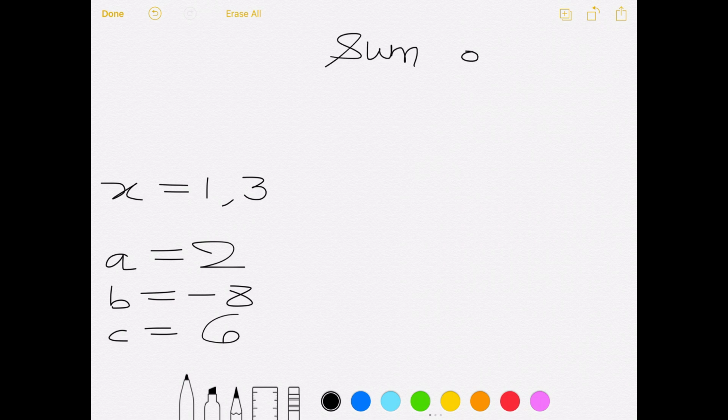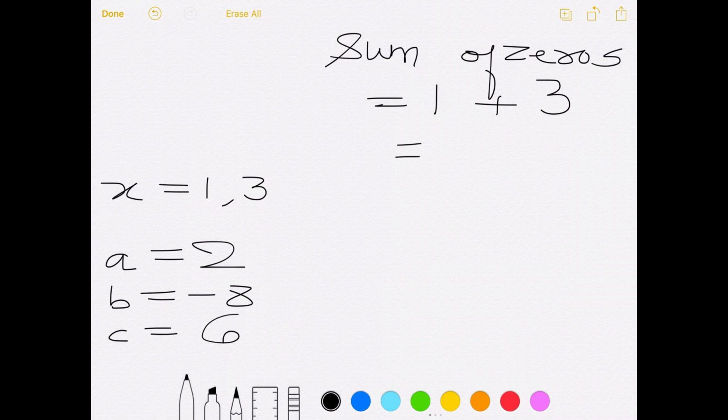Let me write the sum of zeros. The zeros were 1, and the other zero was 3. We are taking the sum, so 1 plus 3, the answer would be 4. Now what if I give you a shortcut formula to find the sum of zeros?